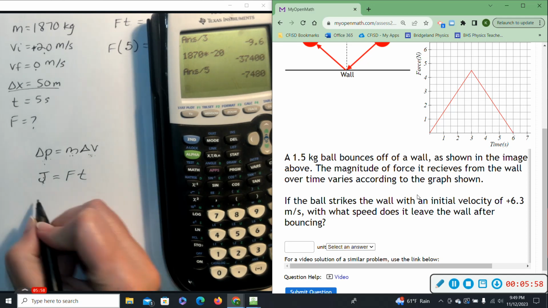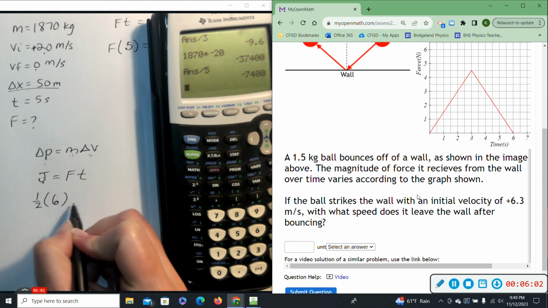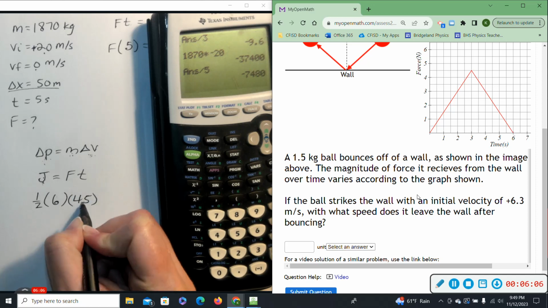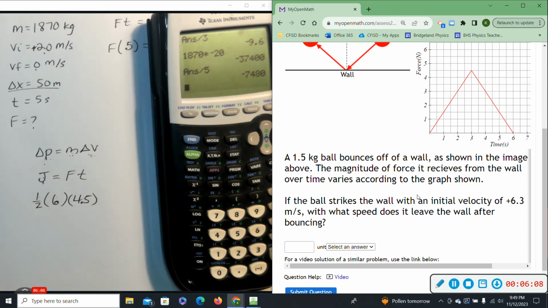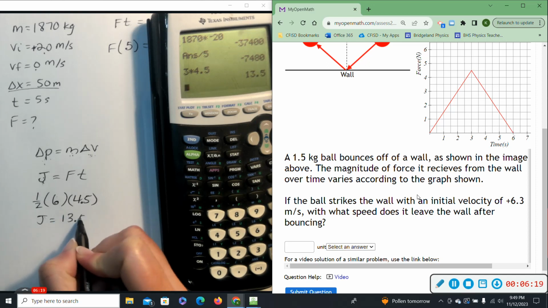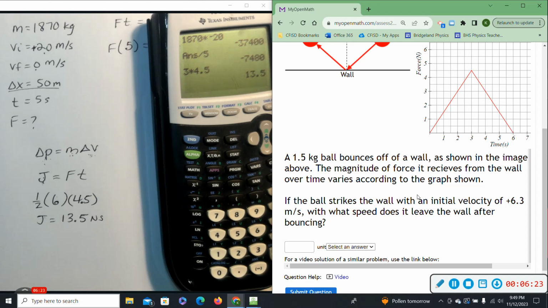Area of a triangle is 1/2 base times height. This particular triangle has a base of 6 and a height of 4.5. So 1/2 times 6 times 4.5, or 3 times 4.5, gives me an impulse, J, of 13.5 newton seconds, and thus a change of momentum also of 13.5 kilogram meters per second.